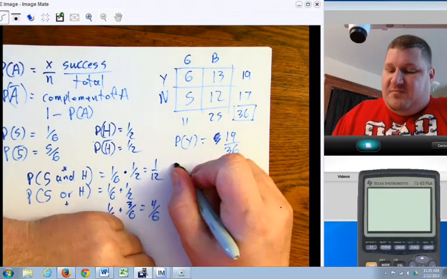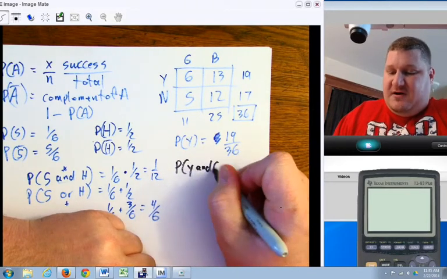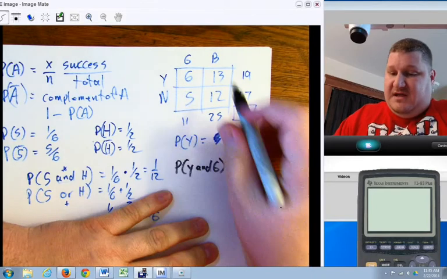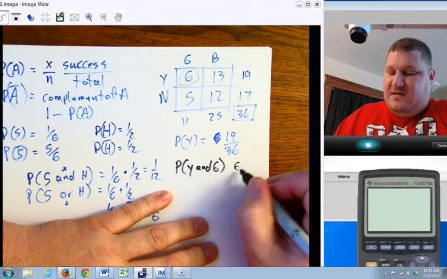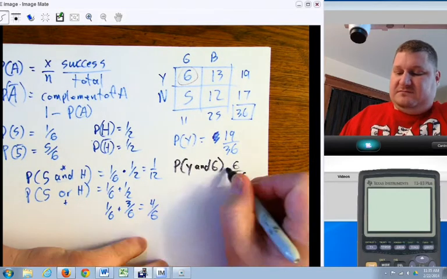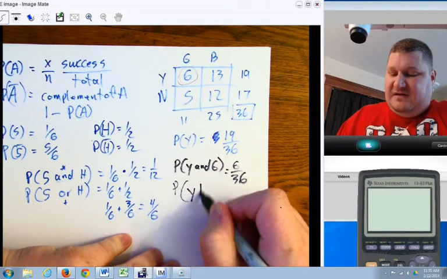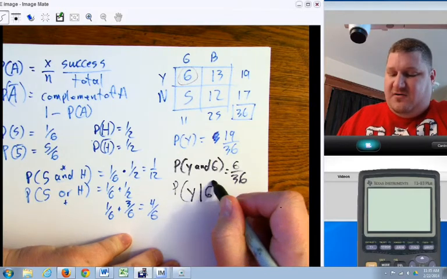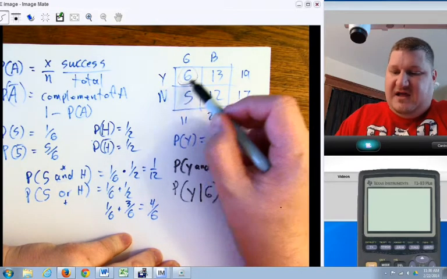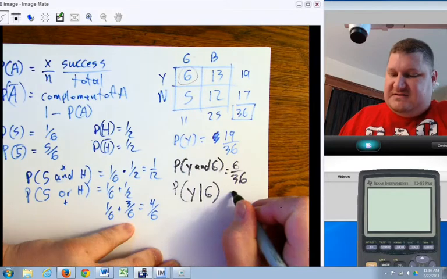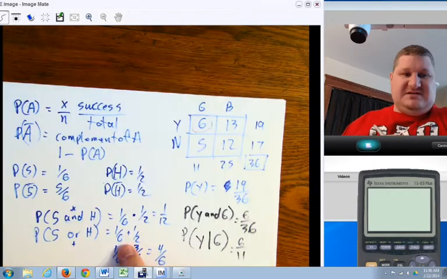If I wanted the probability of yes and green, it would be 6 out of 36. Now, if I wanted the probability of yes, given that I already know green, chances of yes, assuming I already have green, means 6 out of 11. So, a couple little basic probability pieces there.